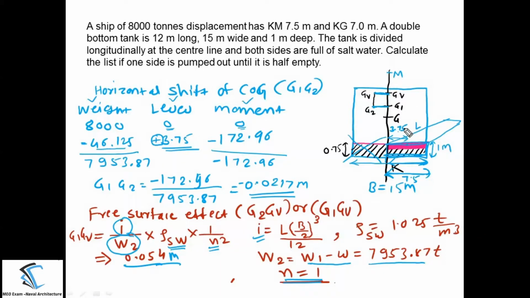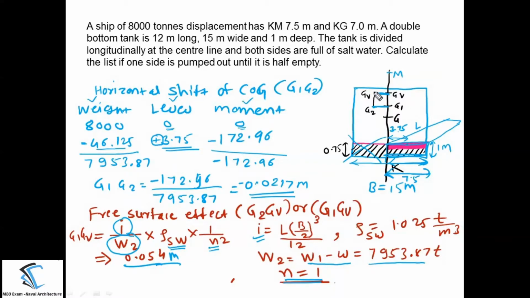Now you can see here the total weight. Now the center of gravity of the whole ship is shifted towards the port side. It means that the ship is going to incline towards the port side. So how much is the inclination towards the port side? That is called the angle of list.